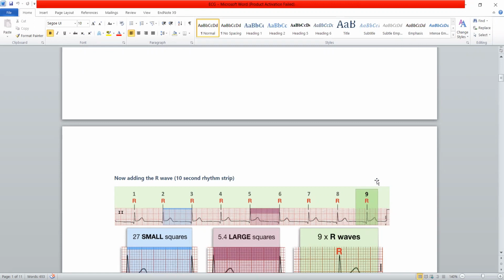The second thing that we need to see in an ECG is rhythm. After rate, we see the rhythm. How do we see the rhythm? We see the rhythm by seeing whether the RR intervals are regular or not.